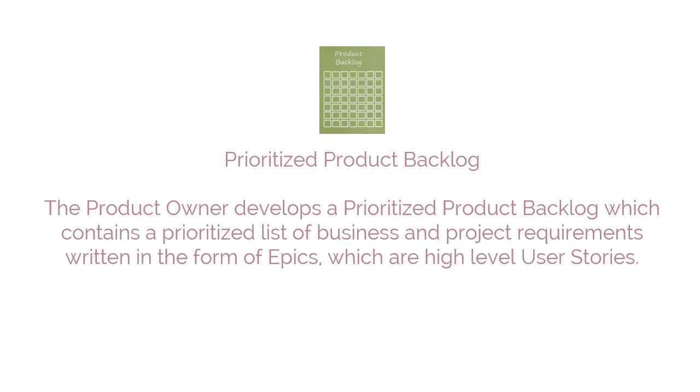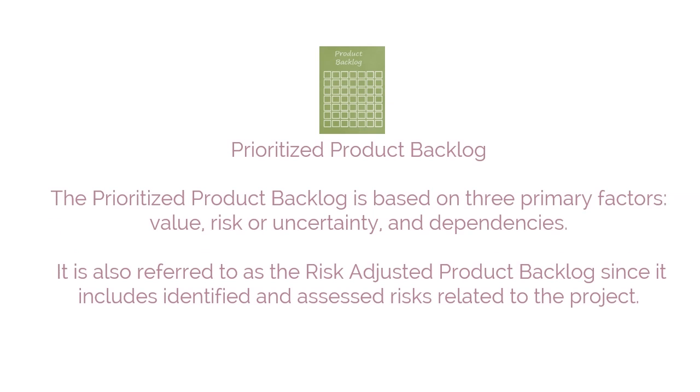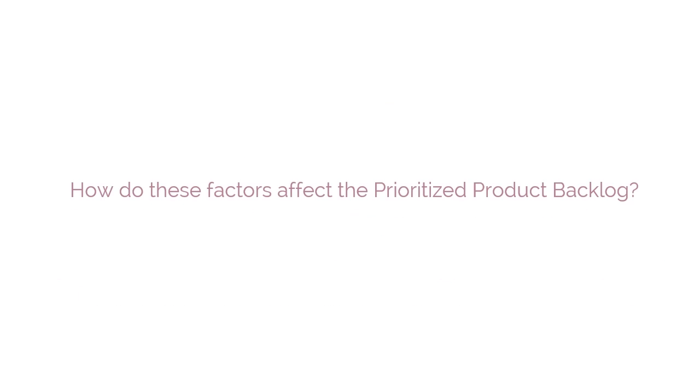The first output of this process is the Prioritized Product Backlog. The product owner develops a prioritized product backlog which contains a prioritized list of business and project requirements written in the form of epics, which are high-level user stories. The prioritized product backlog is based on 3 primary factors: value, risk or uncertainty, and dependencies. It is also referred to as the risk-adjusted product backlog, since it includes identified and assessed risks related to the project. Let's examine each of the factors and understand how they affect the prioritized product backlog.